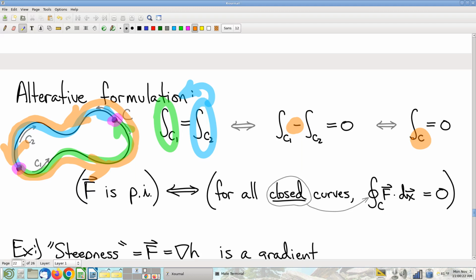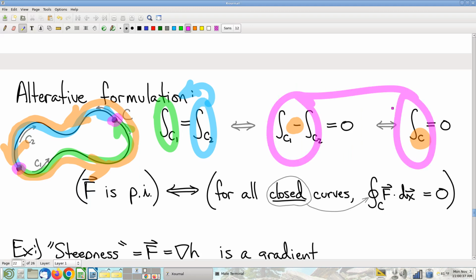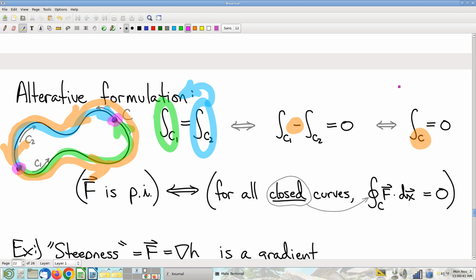Does that make sense to everybody? We know that these two things are equal, therefore this difference is 0. That's just arithmetic. And if that difference is equal to 0, well, of course, that difference is the orange line integral, so that means that orange line integral is 0, and vice versa. So here's your alternative formulation. Path independence means that all closed line integrals are 0.